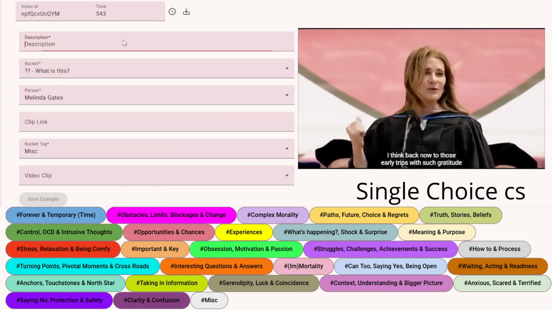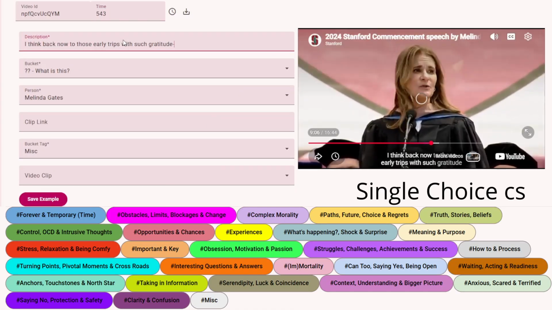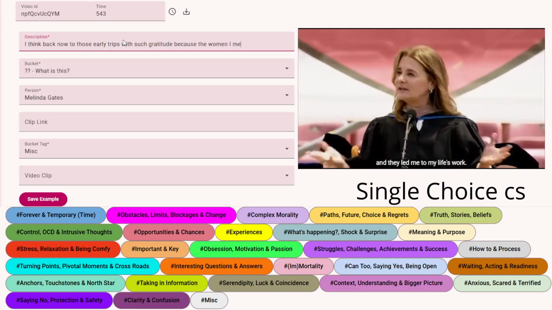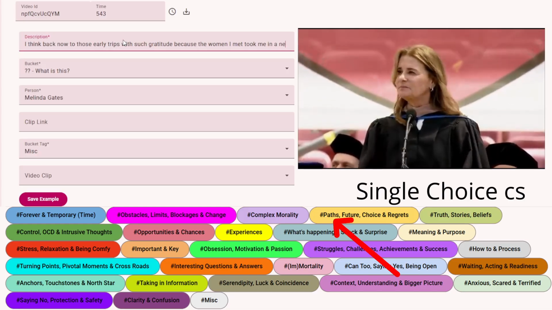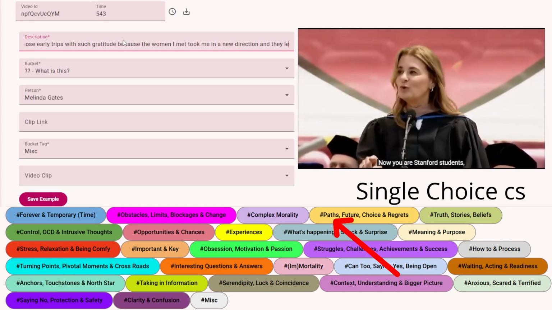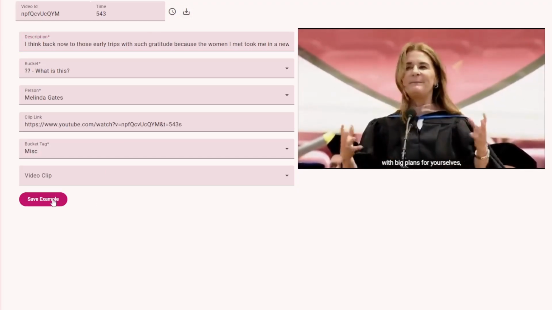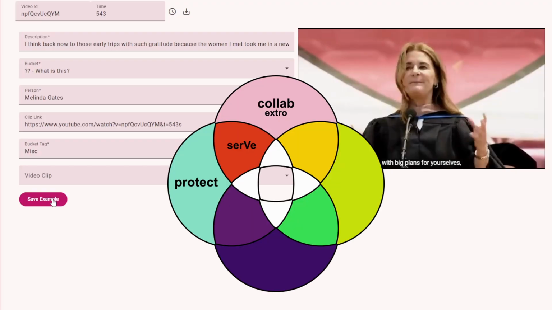"I think back now to those early trips with such gratitude because the women I met took me in a new direction, and they led me to my life's work." Direction is another choice word, but I also like the phrasing of the women leading her to her life's work. This is saying that her finding her life's work was determined from people on the outside. Melinda was being guided to her mission by others. If we think of Flex being self-driven and Melinda being a number 3, this can come from the social sense. But this could be how the mission server works. Servers are made aware of what the problem is by others and then find their mission in fixing that problem.